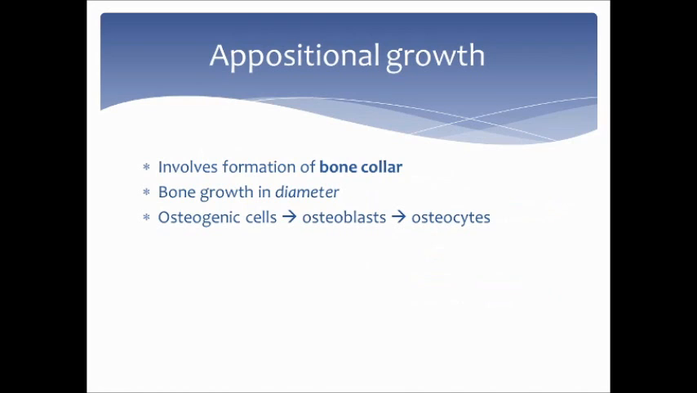In appositional growth, this is bone growth in diameter. So this involves the formation of a bone collar within the cartilage. Osteogenic cells or bone stem cells will differentiate into osteoblasts to create bone. When those osteoblasts have created bone surrounding the osteoblasts themselves, they will eventually become mature bone cells or osteocytes.